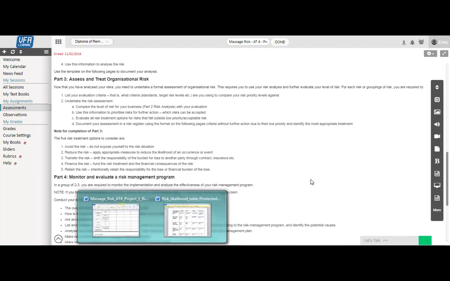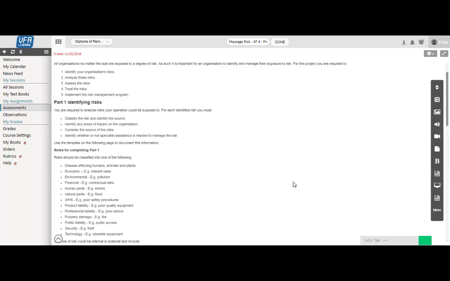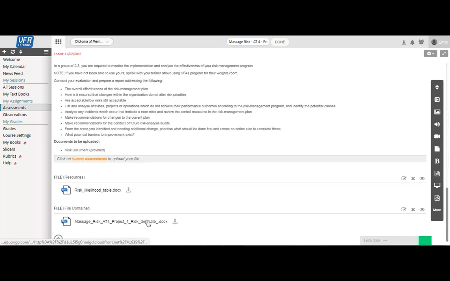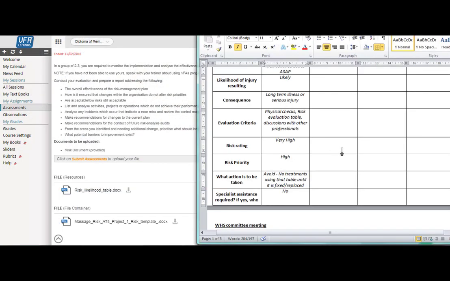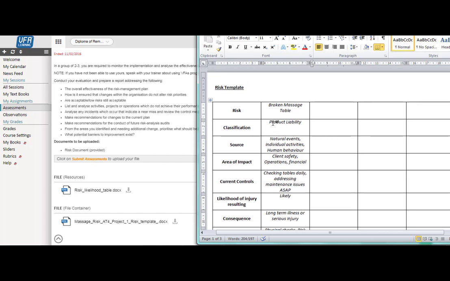So if I have a look at the table with this one, to answer parts 1 through to 3, there's a template that you can use. If you download that template, I've basically filled in one as an example. So if we look at a broken massage table as the risk, the classification for that is going to be product liability, because it's the massage table.